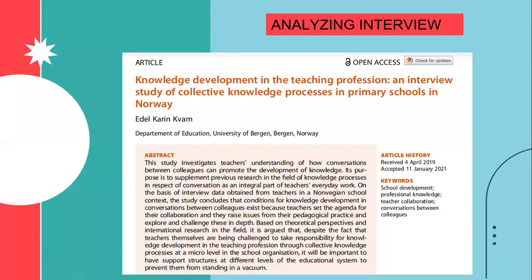Okay, next is an example of analyzing interview, which will be explained by Bu Ika. Bu Ika, time is yours. Yeah, thank you, Bu Laila. This is the example of analyzing interview data. This study takes interviews to explore knowledge development in the teaching profession. This study concerns teachers' understanding of how conversation between colleagues can promote the development of knowledge.